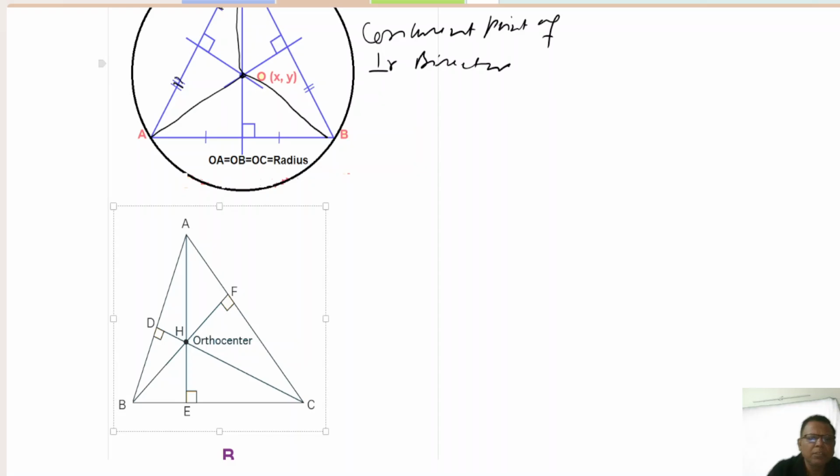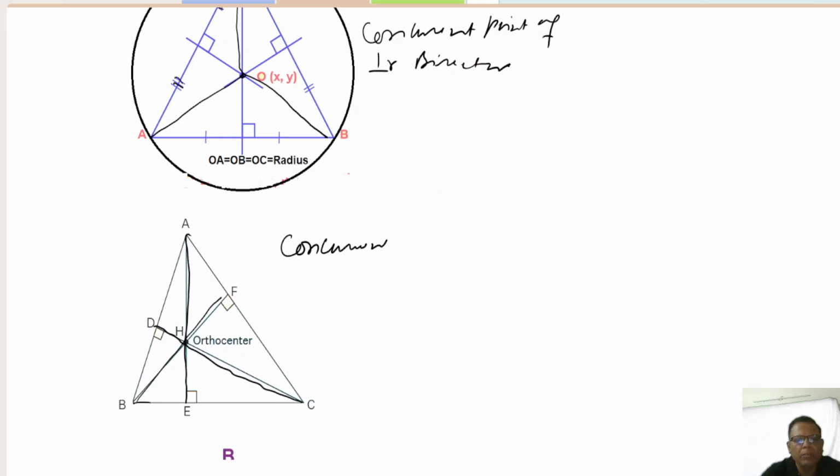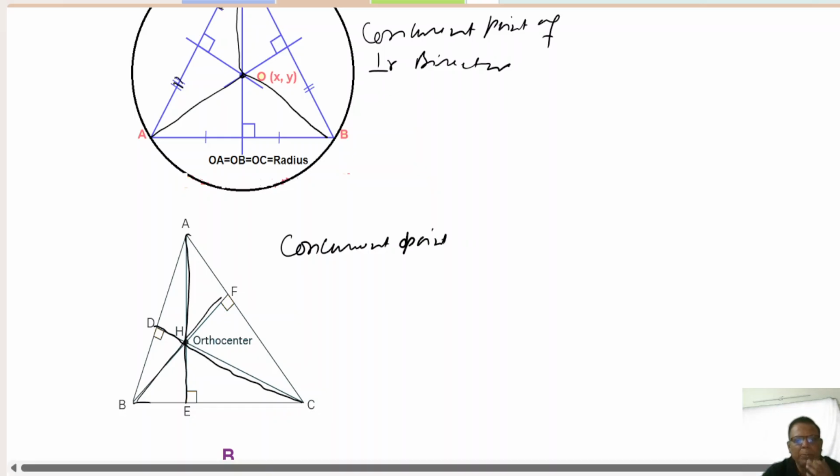Now come to the orthocenter. What is orthocenter? If you draw an altitude from this vertex to this side, here also altitude, altitude. So orthocenter is the concurrent point of the altitudes drawn from the vertices.